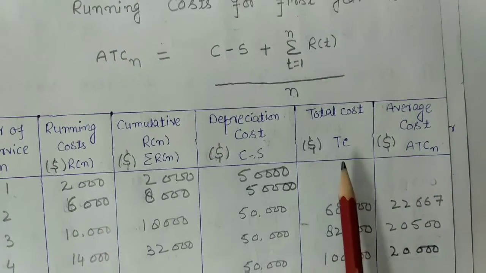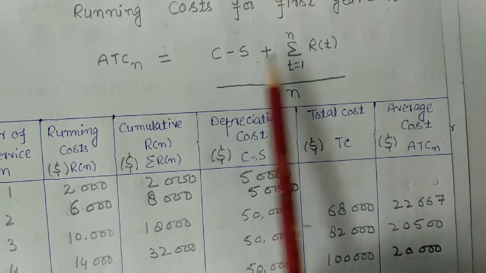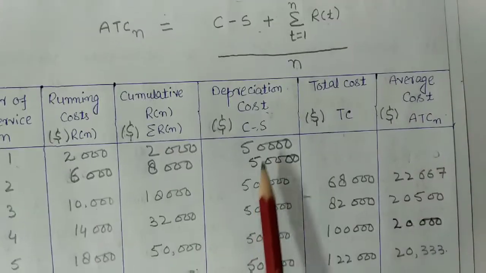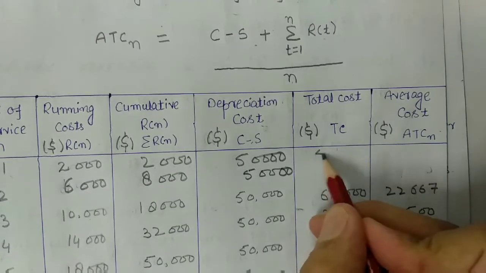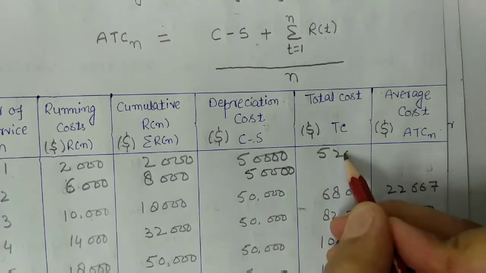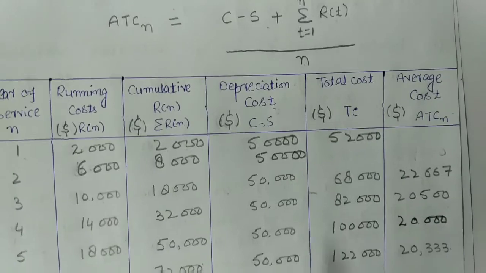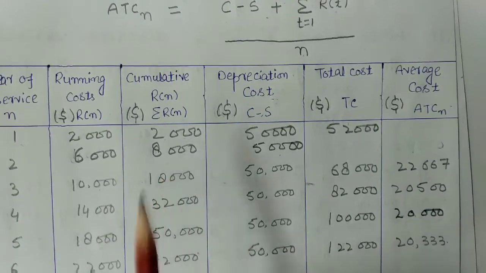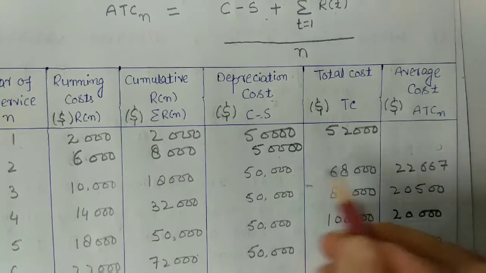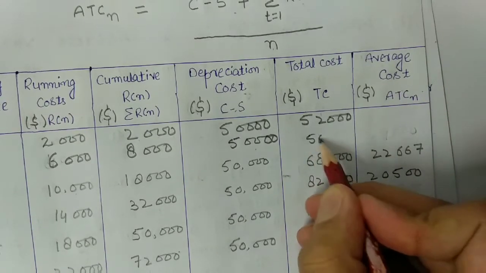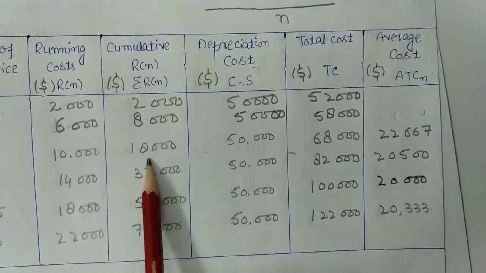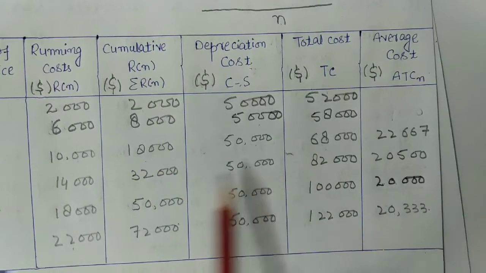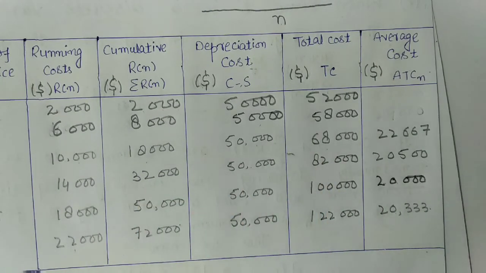Now I will find the total cost. The total cost is depreciation cost plus cumulative running cost. So 50,000 plus 2,000 becomes 52,000. Then 50,000 plus 8,000 becomes 58,000, and then 50,000 plus 18,000 is 68,000. All the other terms are calculated similarly.